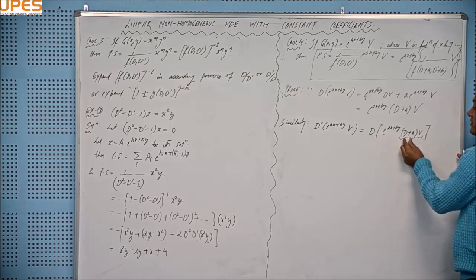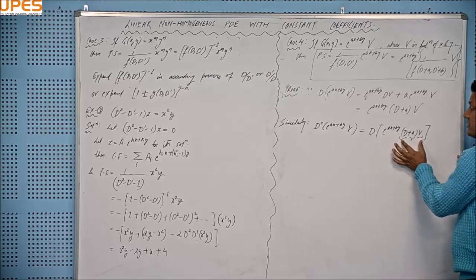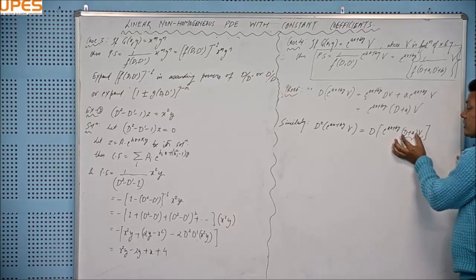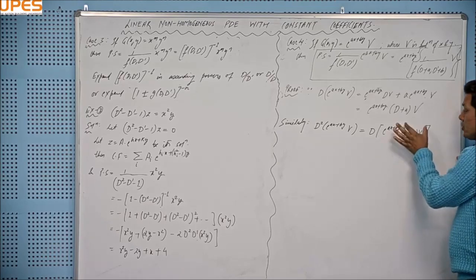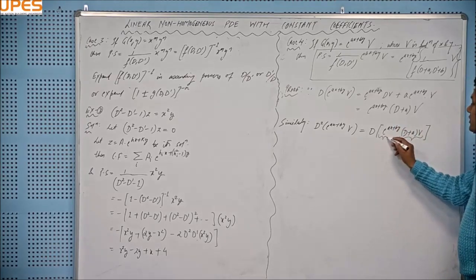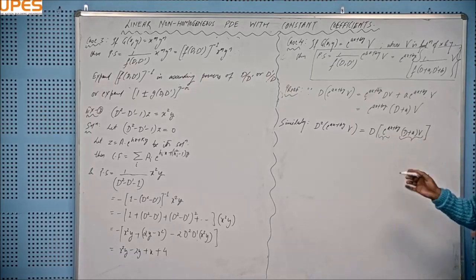This is not first function, second function, third function. No, first function, second function, because D is an operator. It cannot be treated as a function. Operator on a function is a new function. So this should be your first function. This should be your second function. Then apply the product rule again.